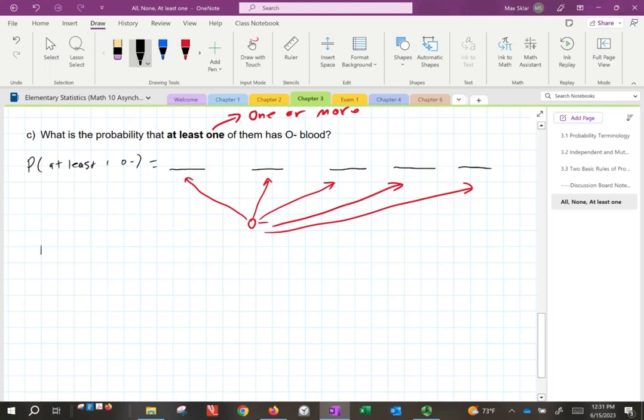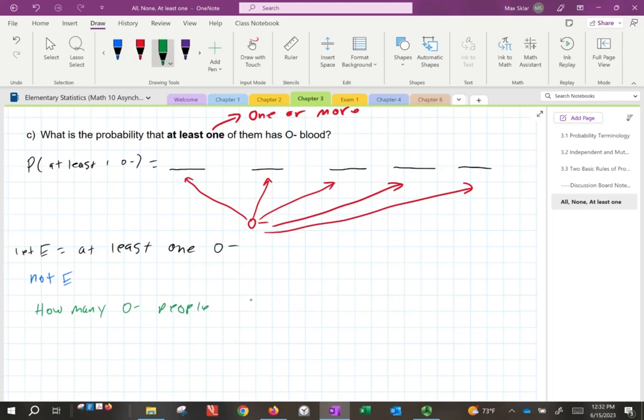So let's consider the event E. Let E be the event that we get at least one O negative person in our sample. I think of this as a blood donation thing, maybe. What would the event not E be? Let's think about this. Let's think about how many O negative people could be in our sample.